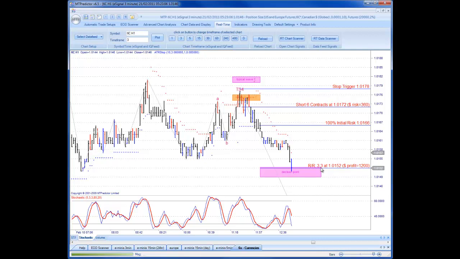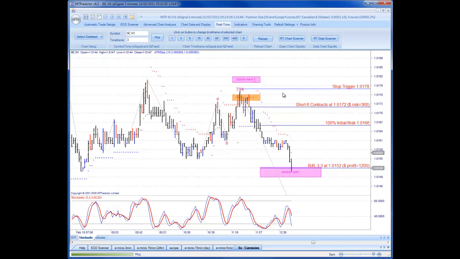Again, remember that in MTPredictor we use position sizing, so for every trade we risk a fixed percentage of our trading account. In this example I'm using 2% of a sample $20,000 account, so that would be risks of less than $400 per trade. That means on this particular setup we could have sold or gone short 6 contracts.